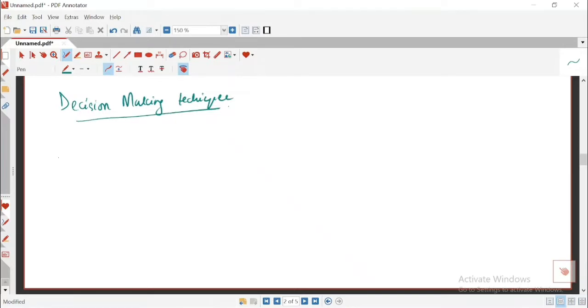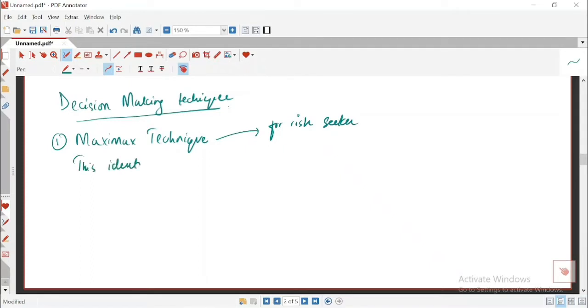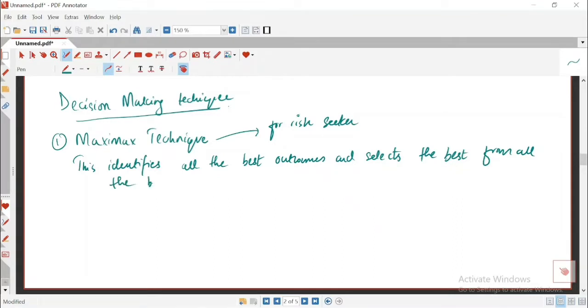सबसे पहली टेक्निक होती है हमारे पास मैक्सिमैक्स टेक्निक. मैक्सिमैक्स टेक्निक होती है फॉर अ पर्सन हु इज अ रिस्क सीकर. ठीक है, यहाँ पे हम क्या करते हैं, this technique identifies all the best outcomes and selects the best from all the best. क्या मतलब है, ये टेक्निक बोलती है कि सारे जो बेस्ट आउटकम्स हैं हमने वो उठा लिए और अब जो बेस्ट आउटकम्स में हैं उनमें से जो बेस्ट है वो उठाएंगे. वंस वी आर डन विद द टेक्निक, सो वी विल डू एन एग्जांपल, तो ये और क्लियर हो जाएगा कि मैक्सिमैक्स टेक्निक कैसे करते हैं.